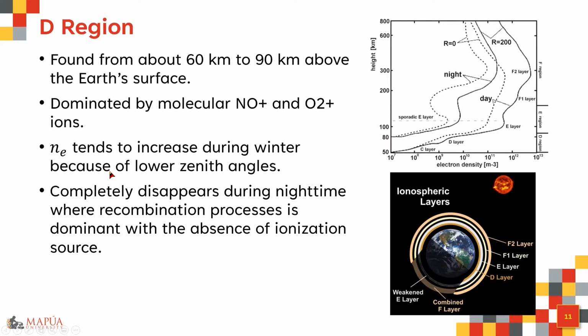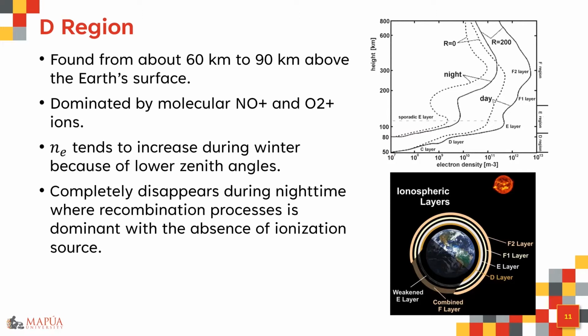Okay. The D region is the lowest layer of the ionosphere. It's found about 60 to 90 kilometers above the Earth's surface. It's dominated by the NO+ and O2+ ions. Okay, and then this tends to increase during winter because of lower zenith angles. On the other hand, it completely disappears during nighttime, where the recombination process is dominant with the absence of your ionization sources.